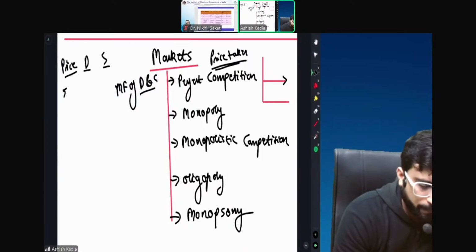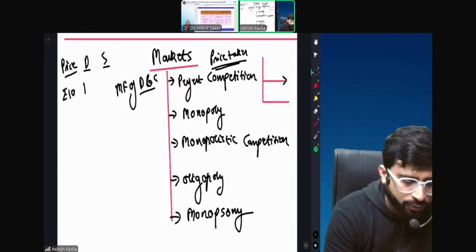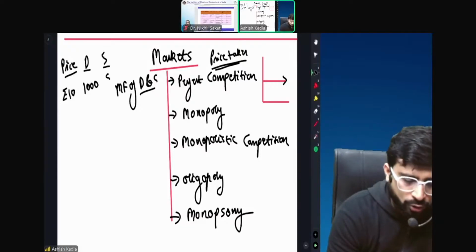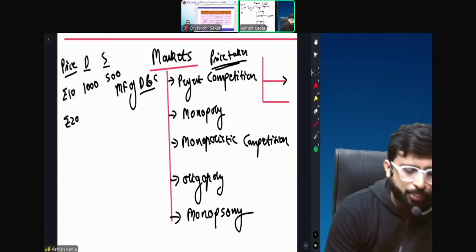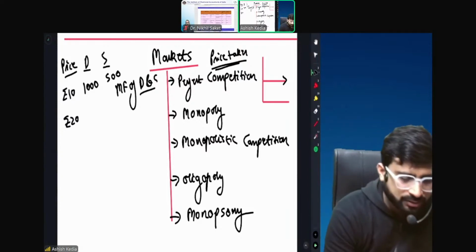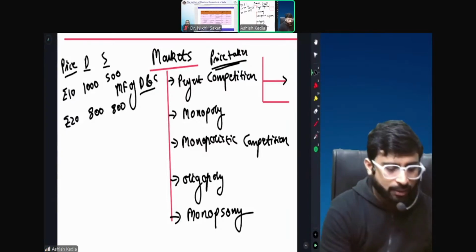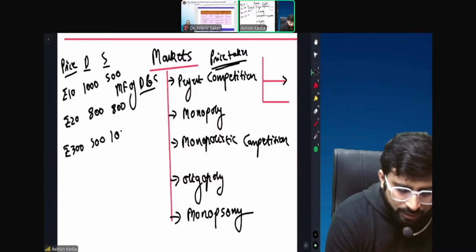is rupees 10. Now you all know when price is low, demand is high. So suppose demand for the product is 1000 units, but the sellers are not willing to sell, so supply is only 500 units. Suppose the price rises to 20 rupees. All of you know when price rises, demand falls, but at the same time supply rises. And when price rises to rupees 30, demand falls further, but supply rises to 1000.